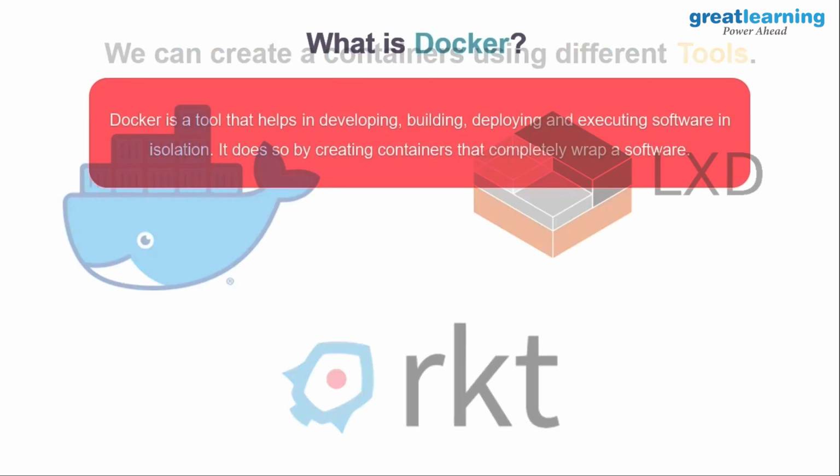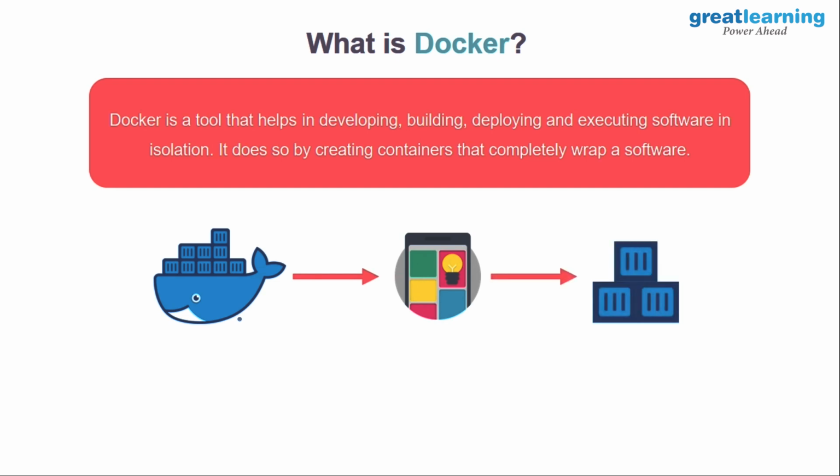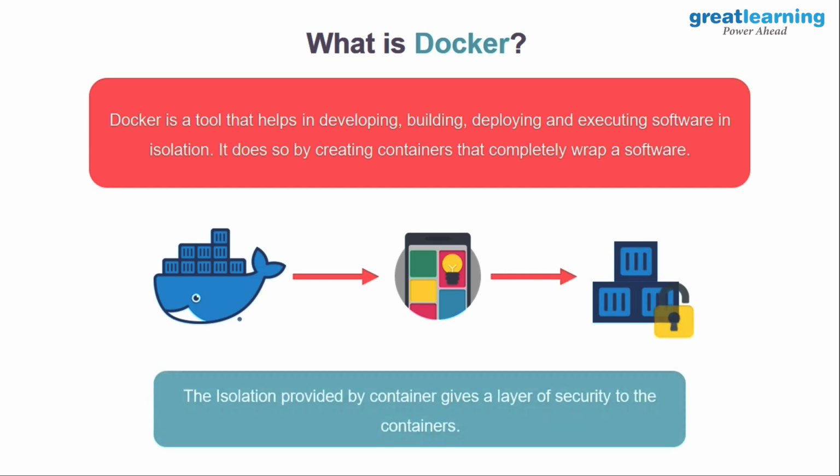So let us move on and discuss what is Docker. Docker is a tool that helps in developing, building, deploying, and executing software in isolation. And it does so by creating containers that completely wrap up a software. We already know what containers are, and now we know what Docker is. Docker is a tool that allows us to create containers. So if you wanted to wrap up an application in different containers, you could do so with the help of Docker. Now, another thing about Docker is that it creates a layer of security over these containers. So the containers you create with Docker are a lot more secure and robust than any other, right?